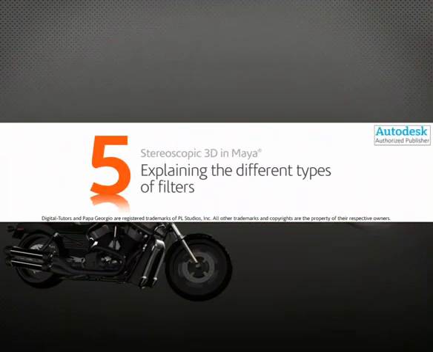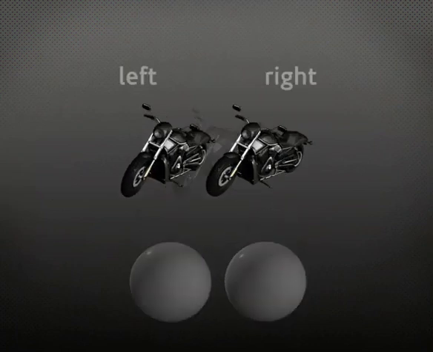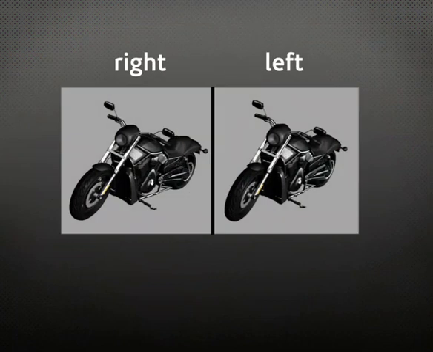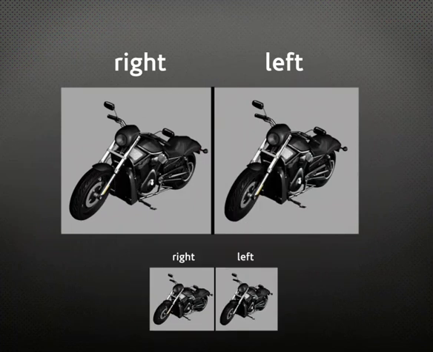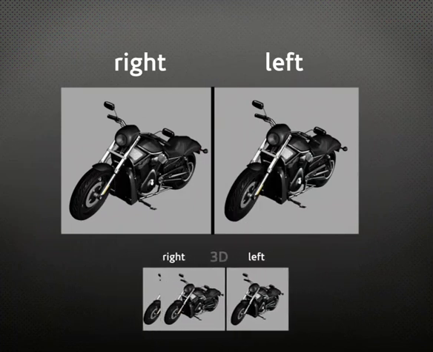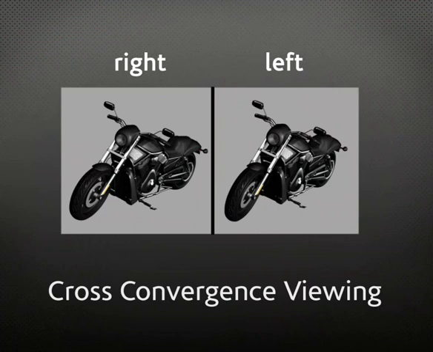In this lesson, we're going to learn about the different stereo filter types. Now, stereoscopy works by sending one image to the left eye and an image from a slightly different perspective to the right eye. The simplest way to display these two images is just to put them next to each other, and you use your eyes to trick them into combining. So you have to cross your eyes until the image overlaps on itself and you actually see three images. The 3D effect will be in the center image. This is called cross-convergence viewing.